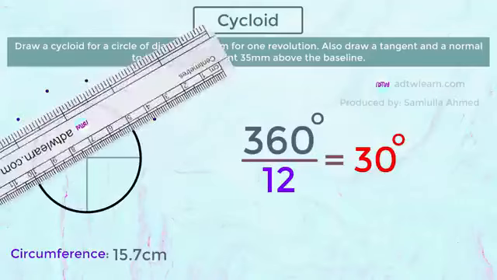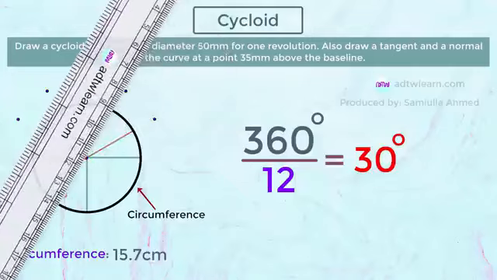Next, using a scale and taking this point as the reference, draw the line from the circumference of the circle to the center, and extend it to the other side of the circumference of the circle. Similarly, do for all the points.